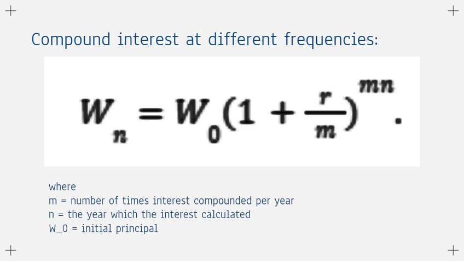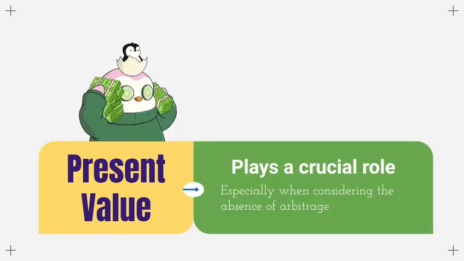Investors and financial analysts often use such formulas to project the future value of an investment, taking into account the compounding dynamics involved in various interest scenarios. The present value is a part of the fundamental theory of interest rates. The present value of a cash flow stream plays a crucial role, especially when considering the absence of arbitrage. This concept states that the price of a bond must align with the present value of its cash flow stream.